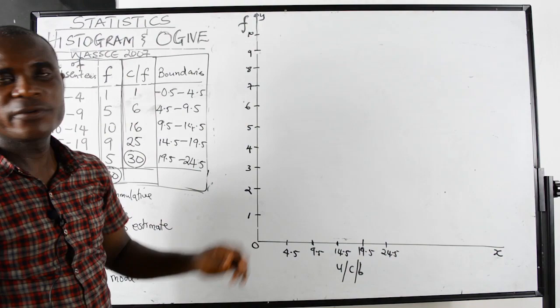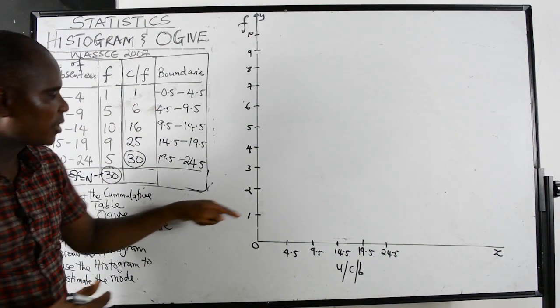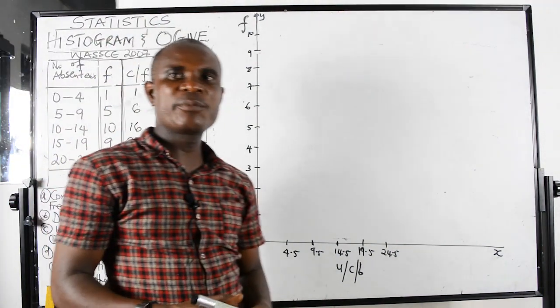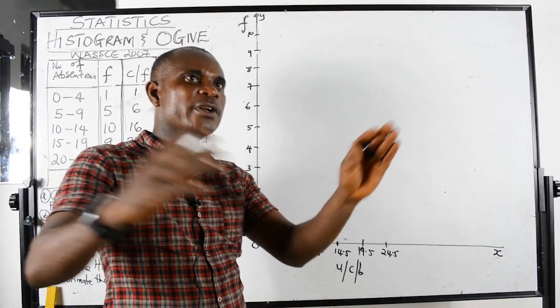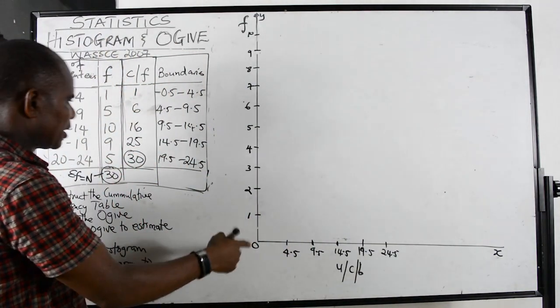This scale is open for you, but you must ensure that the lower frequency and the upper frequency are plotted, and you must use 3/4 of the graph paper so that your work becomes very clear and readable. So now we look at the upper class boundary.